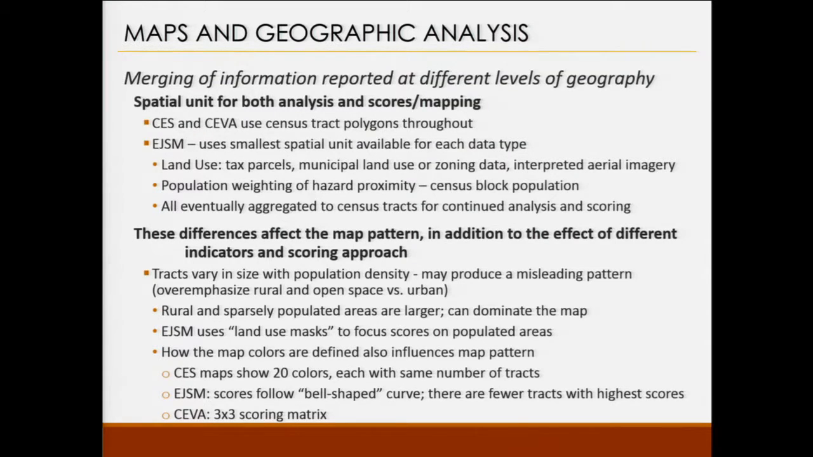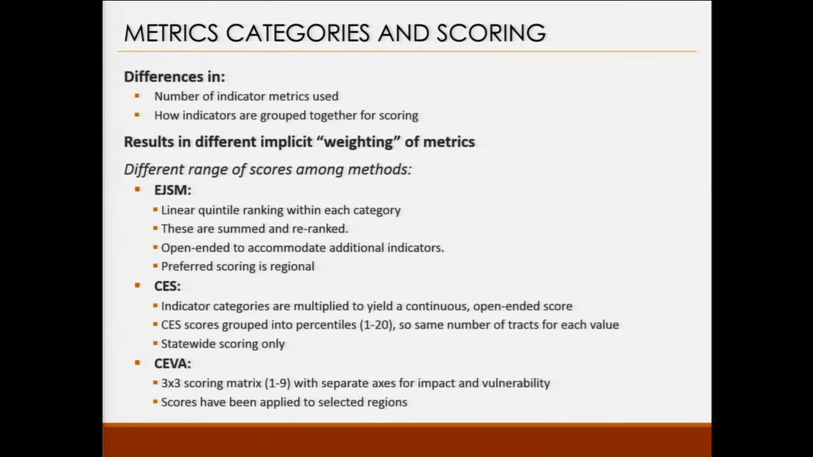And if you think about it, that's probably the way in which vulnerability and risk is actually distributed. And finally, with CEVA, they actually take a very different approach and use a 3x3 scoring matrix, which affects the map pattern and the colors used and the way in which a map might be interpreted. Finally, there are differences in the way scores are calculated.